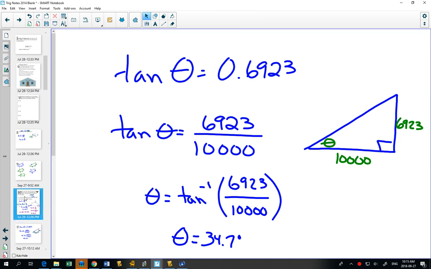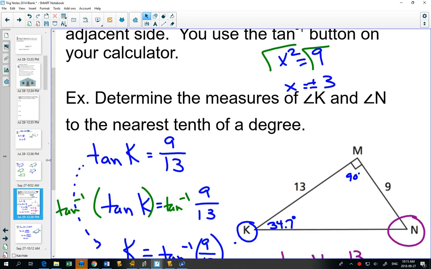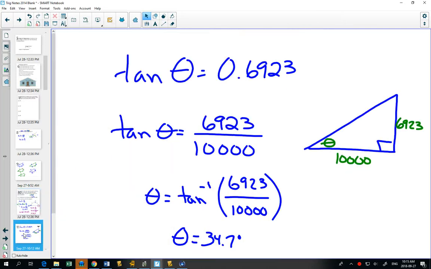It's the same answers we had here. Why is it the same answer? It's the same triangle, just bigger. The ratio of the opposite side over the adjacent side in this triangle is 9/13. 9/13 as a decimal is 0.6923. I took that 0.6923, I made it into a new fraction that was bigger. So all I did was take that triangle that we had originally and made it bigger.